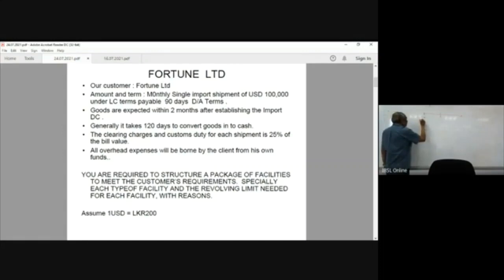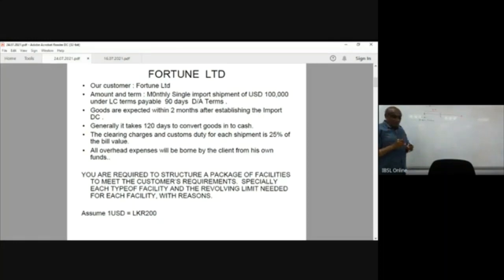Is it clear? Then under LC terms, 90 days usance. And then they say goods are expected within 2 months after establishing the LC. Now, here to here, how many months? 2 months. The time duration is 2 months. There is a lead time of the LC. When we open the LC, it takes 2 months.